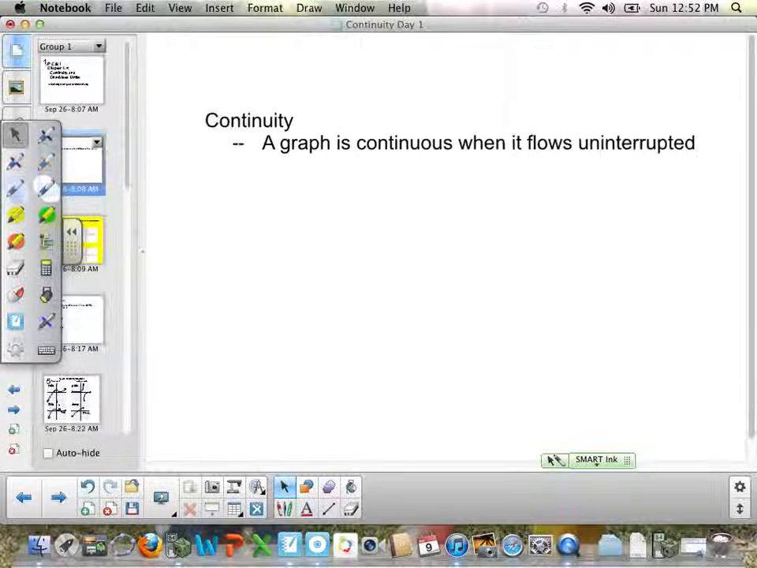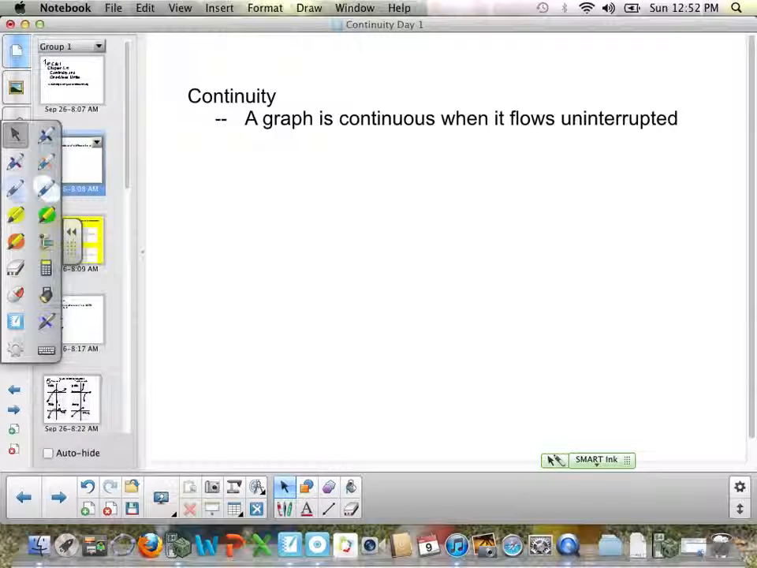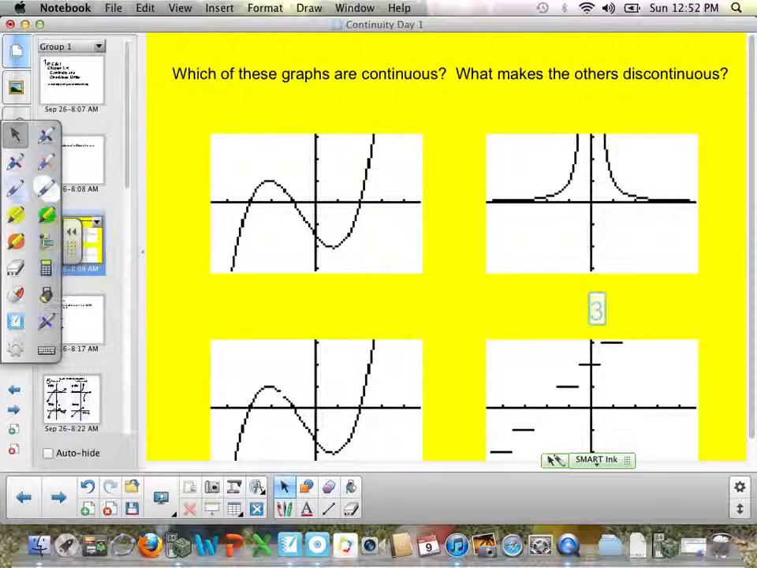Continuity is described as a graph that flows uninterrupted. A graph or a function that flows uninterrupted. That means there's no gaps, there's no holes, and there's no flowing away from it. All right, so let's look at some examples of graphs.